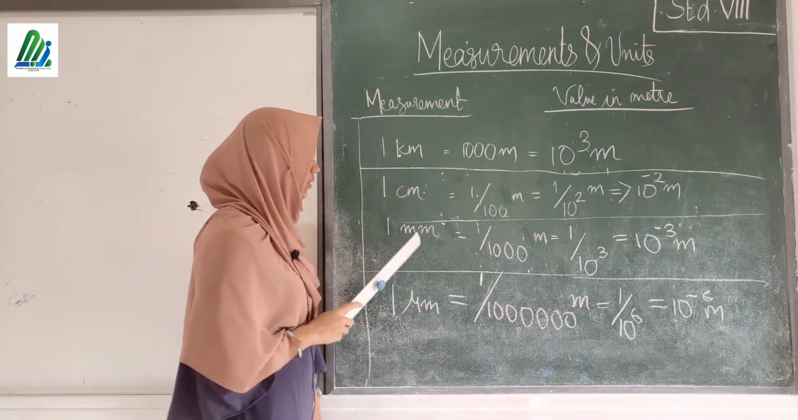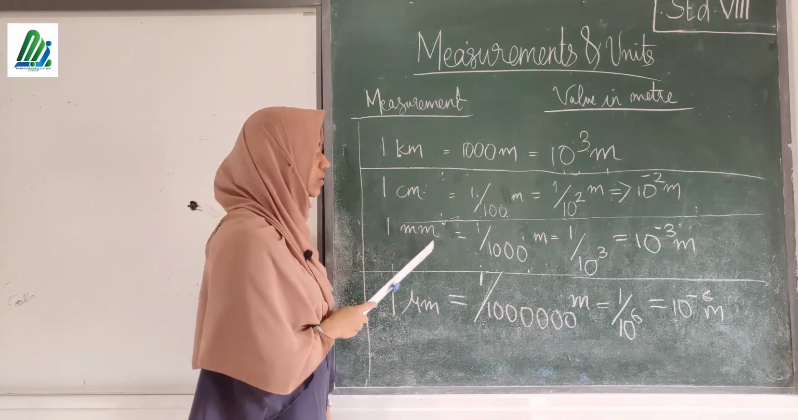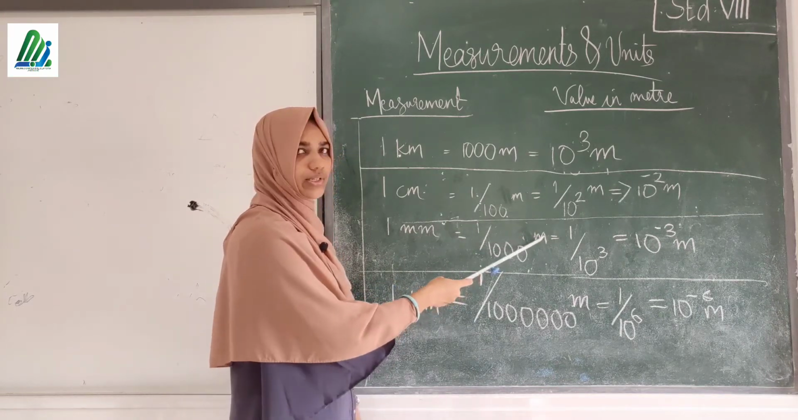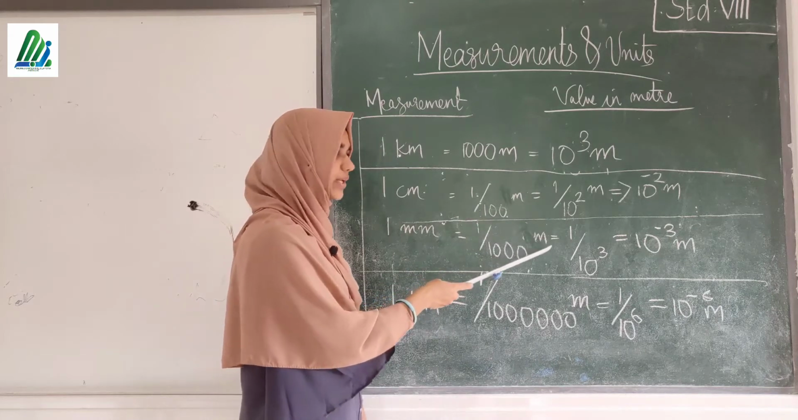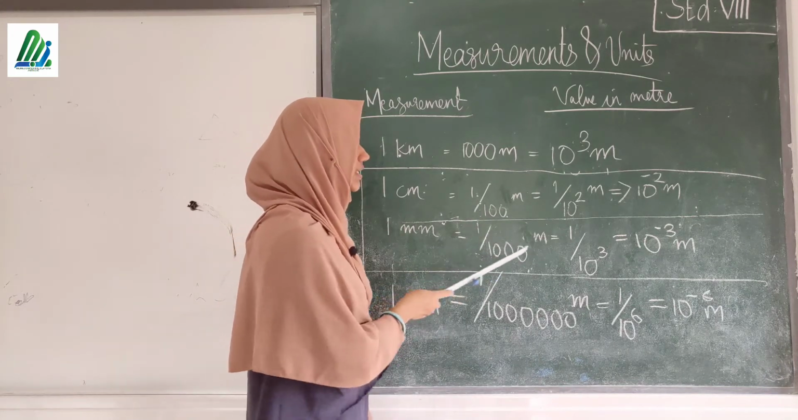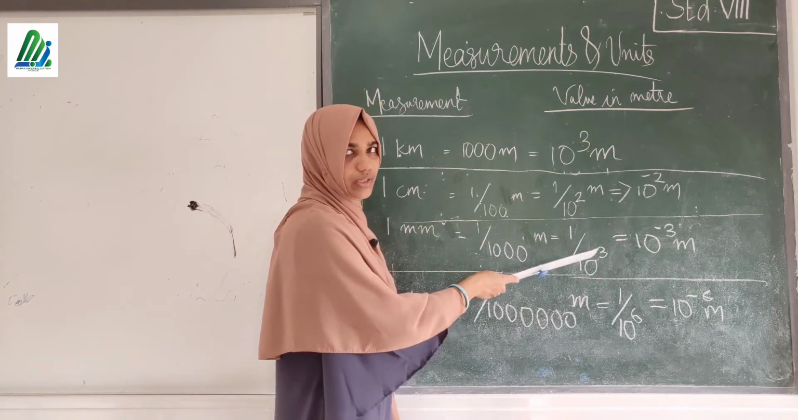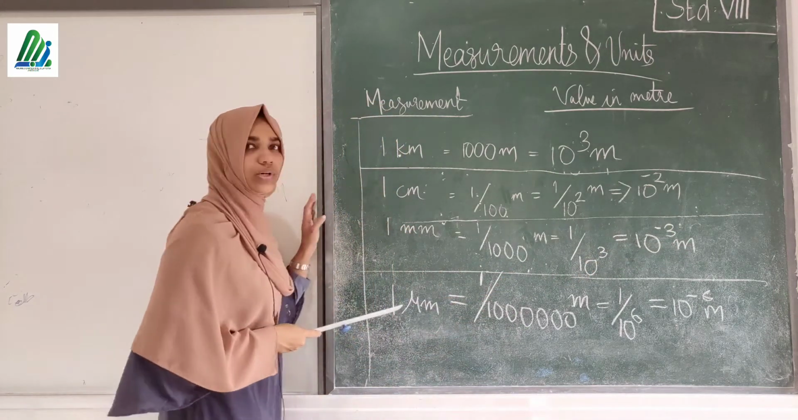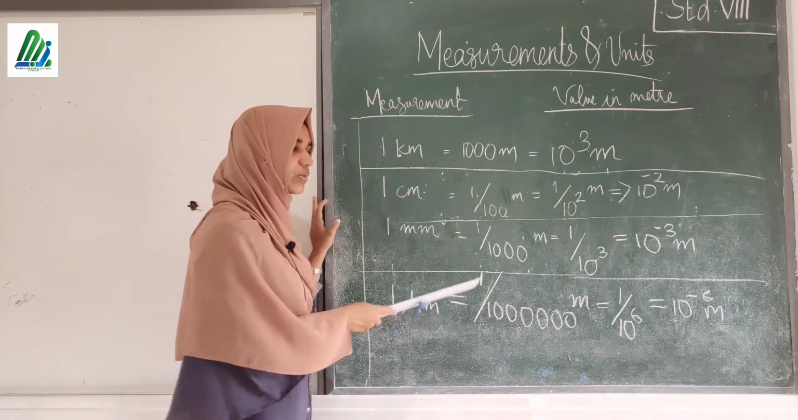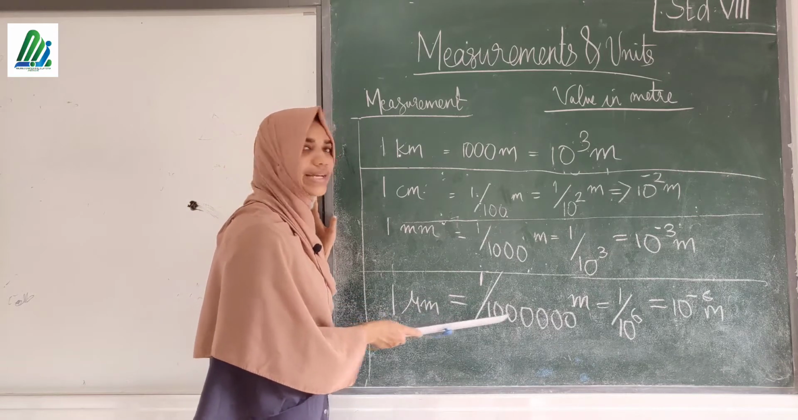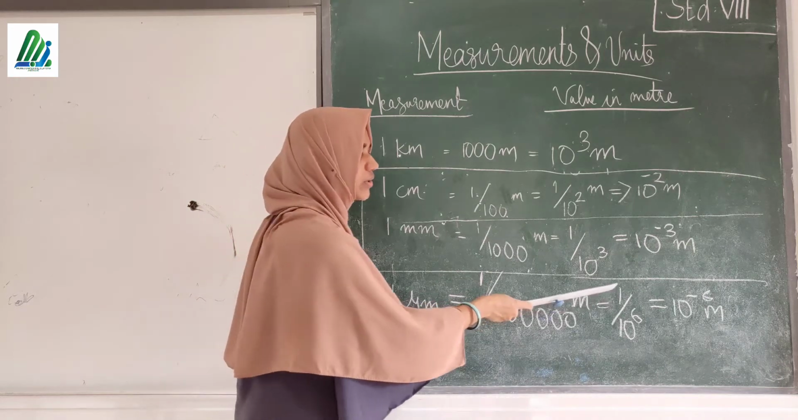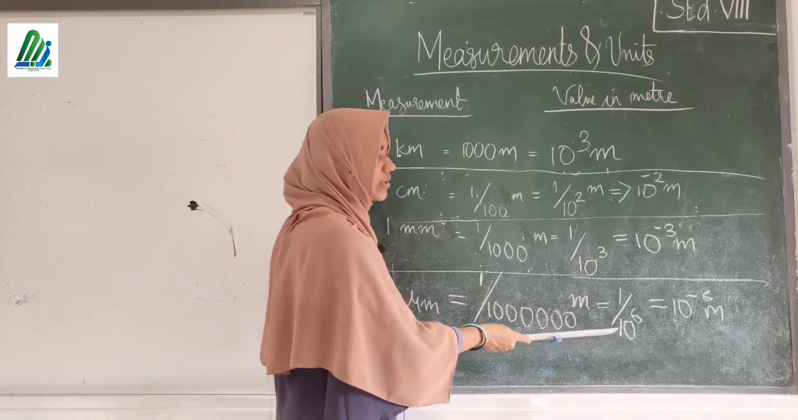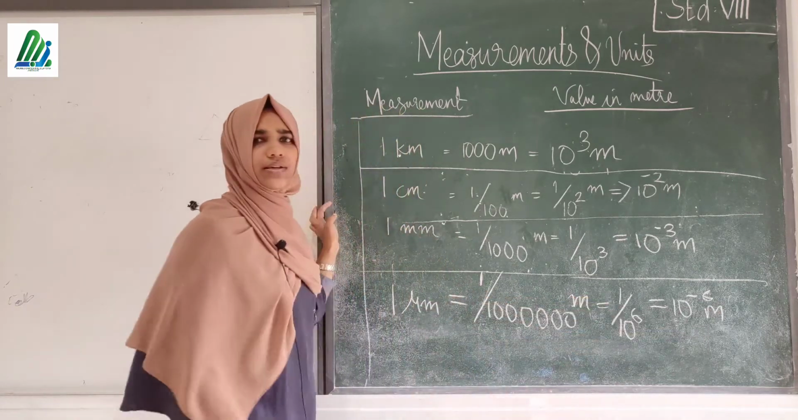Okay, next one, 1 millimeter. 1 millimeter equals 1 by 1000 meter. When we are converting this millimeter into meter, that is 1 by 1000 meter. Then I wrote this as 1 by 10 raised to 3 meter, so we can write 10 raised to minus 3 meter. Next one, 1 micrometer. 1 micrometer is equal to 1 by 1 lakh meter, that's equal to 1 by 10 raised to 6 meter. So this we can write as 10 raised to minus 6 meter.